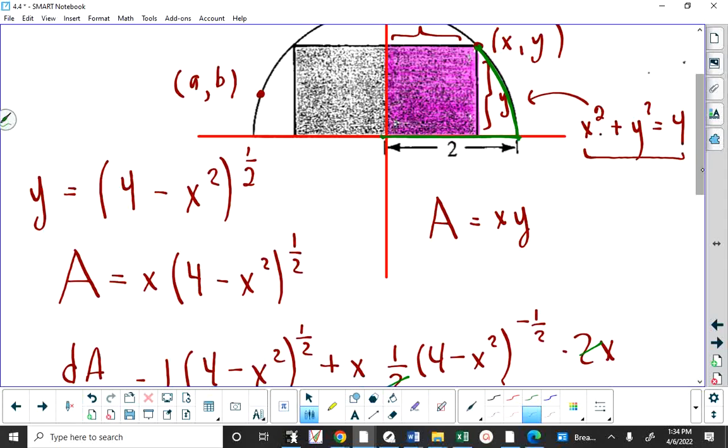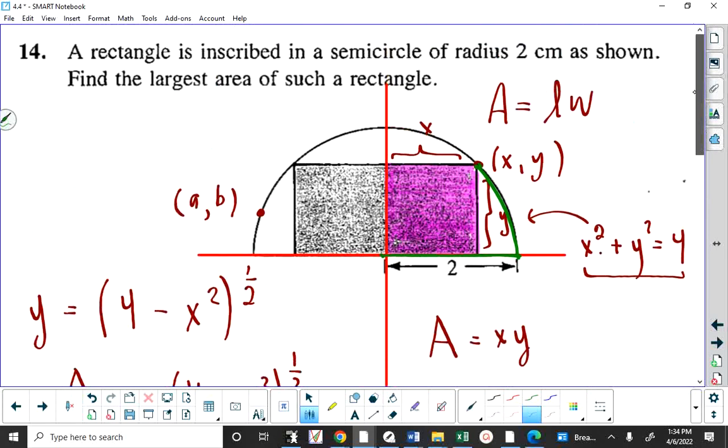So the dimensions of the rectangle, what were we asked? The largest area. Well, root 2 times root 2 is 2. The area of the largest rectangle is 4.